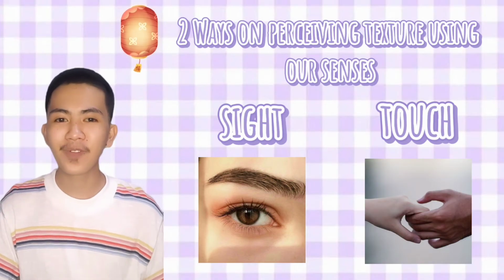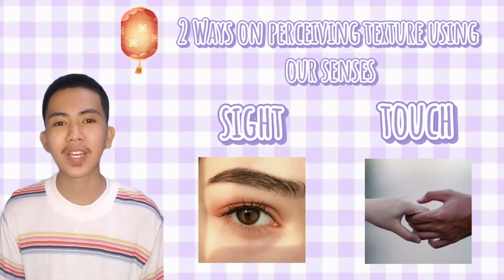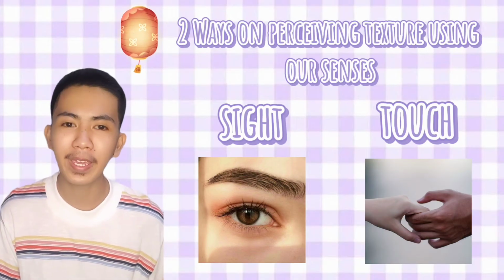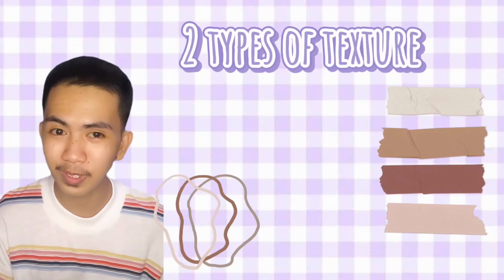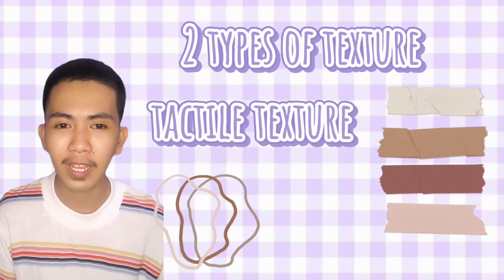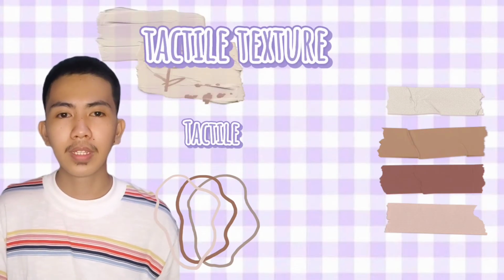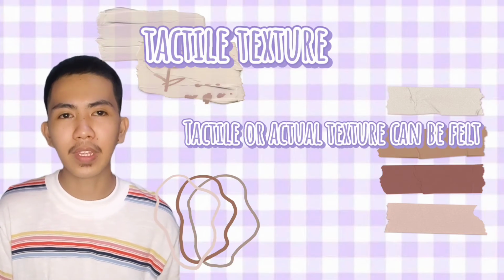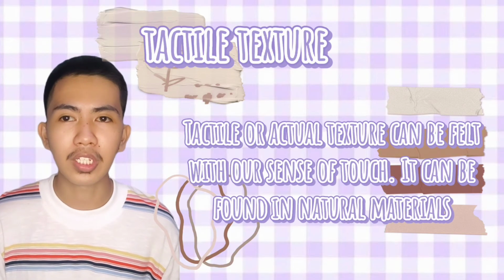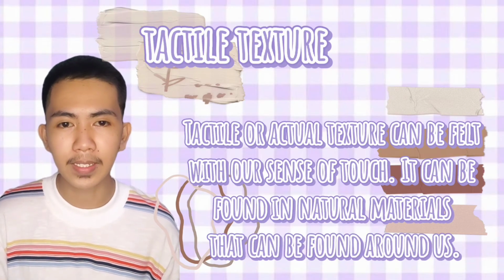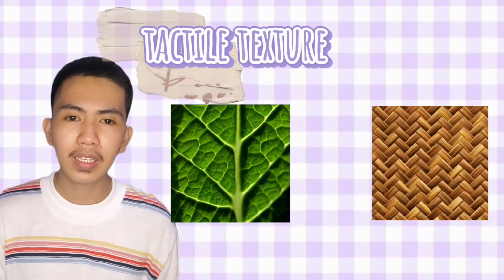To make it clear why I said that the sense of touch and the sense of sight are how we can perceive texture, let us now talk about the two types of texture: the tactile texture and the implied texture. Tactile texture, or actual texture, can be felt with our sense of touch. It can be found in natural materials that we can find around us. Examples of it are a leaf, a basket, and a wall.